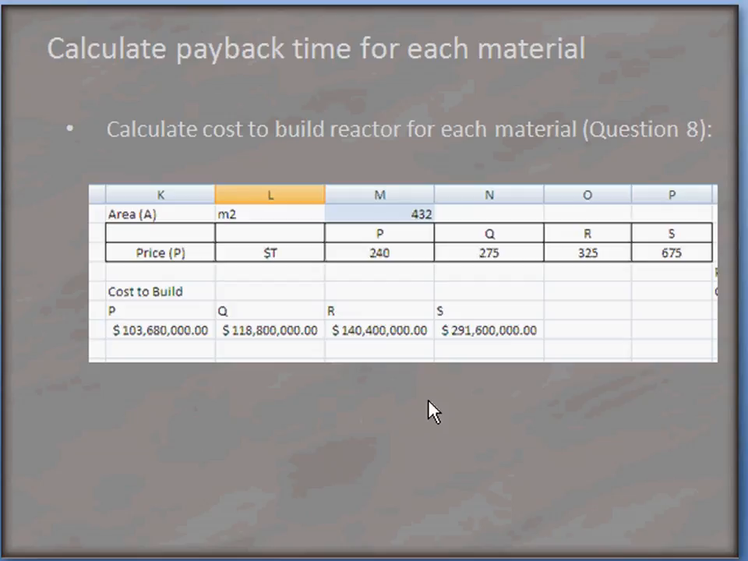We then calculate the cost to build the reactor for each material. We plug in the price per meter squared and multiply this by the area, so we can calculate the cost to build the reactor in millions of dollars. It's best to use Excel for information like this so that we can store the information and keep it organized.